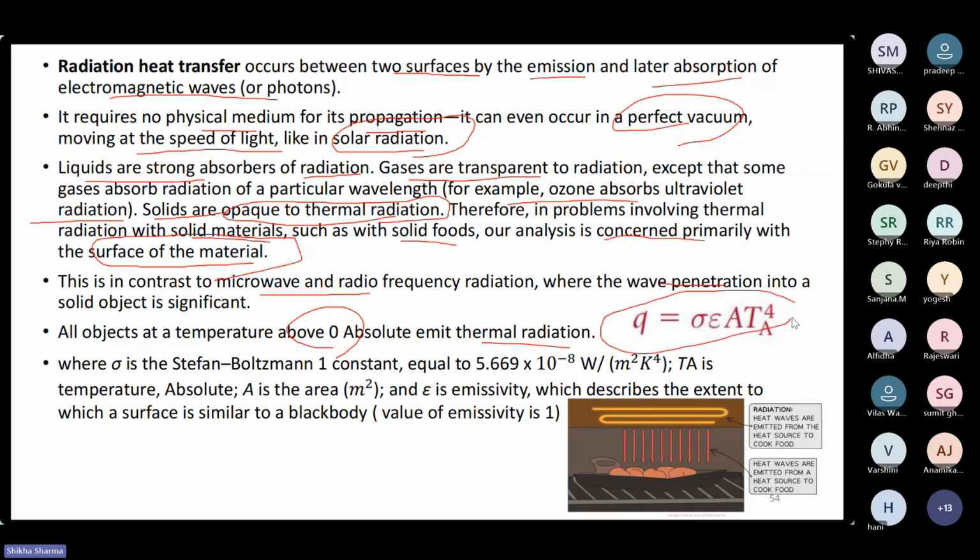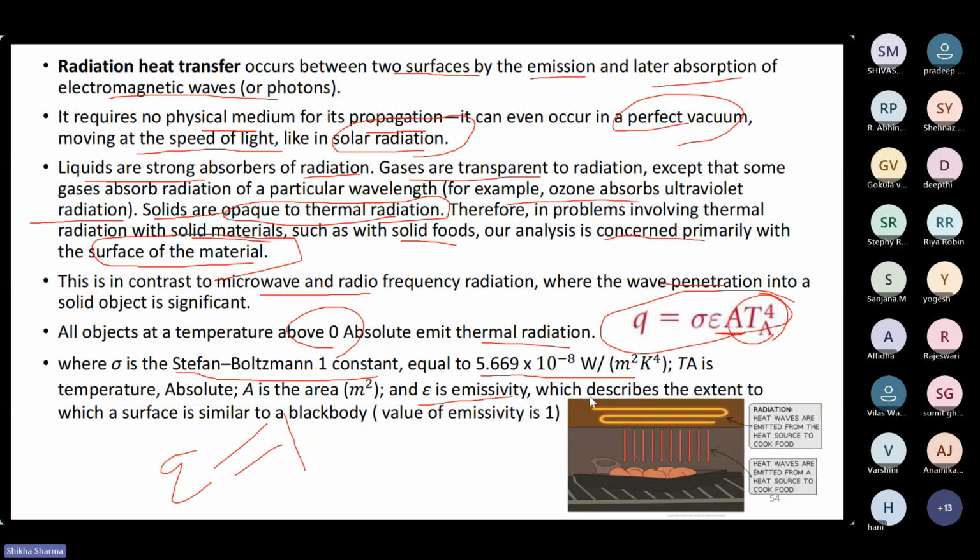So the heat we can calculate: Q equals the Stefan-Boltzmann constant sigma, which is a constant value, times E, which is emissivity, times A, which is the area of the surface we are using, times T to the power 4, which is temperature to the power 4. E will equal 1 for a perfect black body.